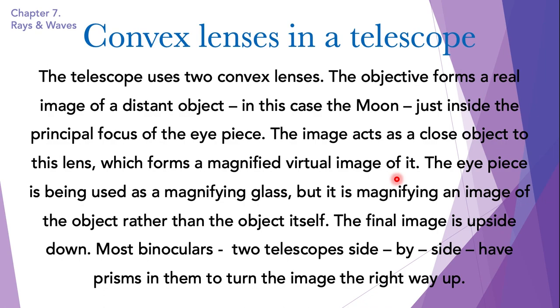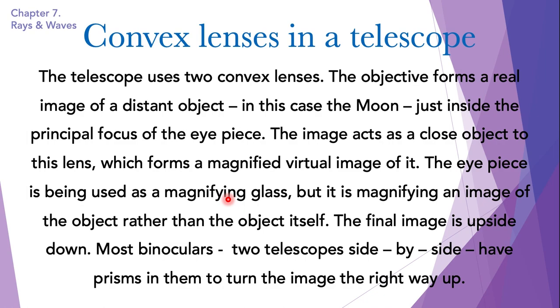You've seen that, right? So the eyepiece is being used as a magnifying glass, but it is magnifying an image of the object rather than the object itself. So the final image is upside down. Most binoculars, which are basically two telescopes side by side, have prisms in them to turn the image the right way up. We just saw it before when we were understanding total internal reflection. So this is how a telescope uses convex lenses to magnify an image and form a virtual image.